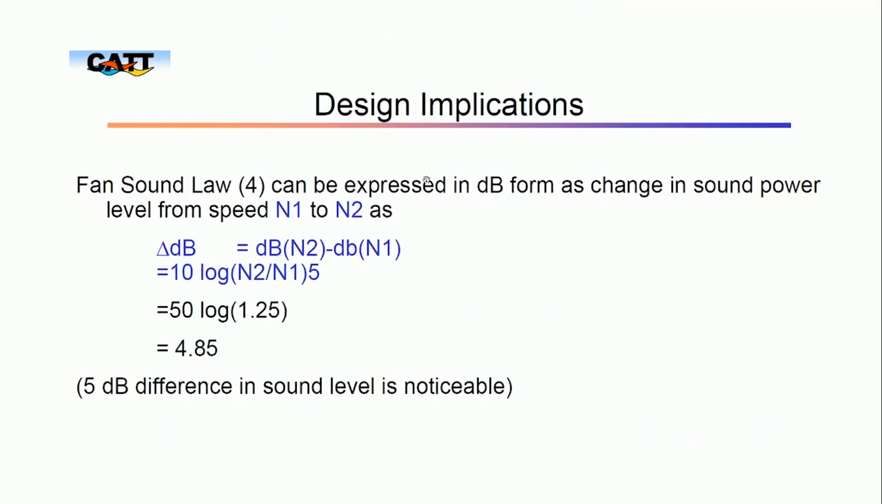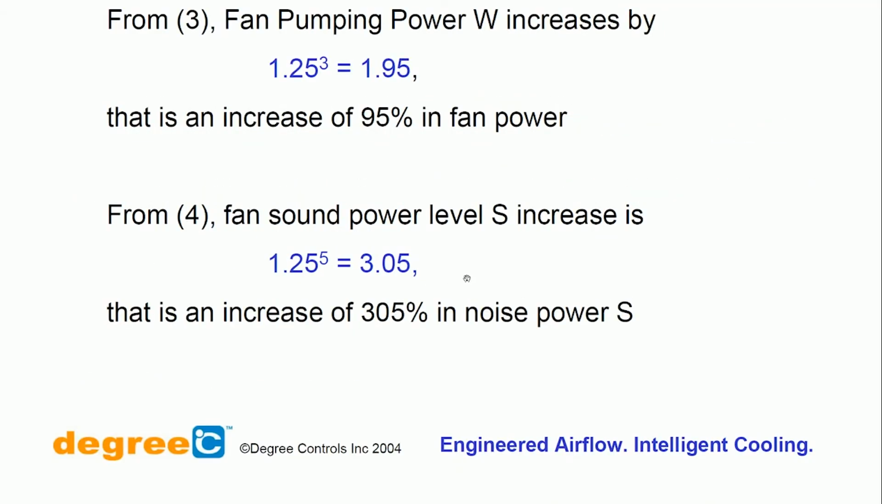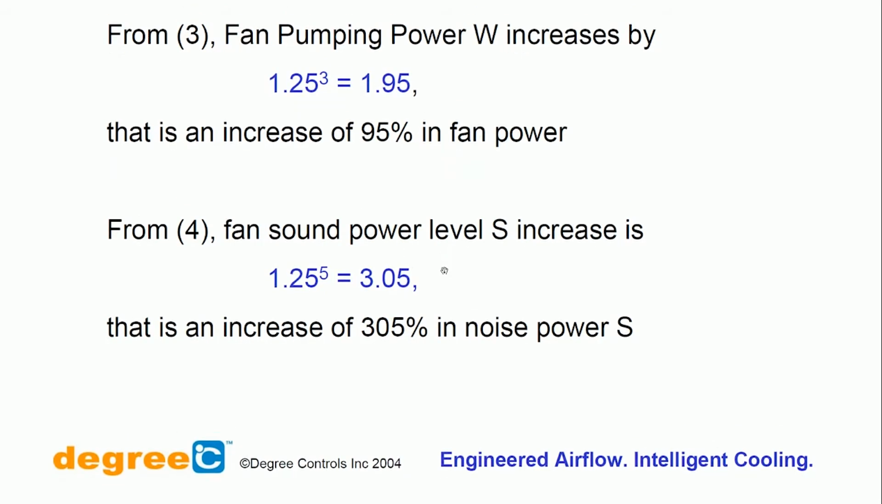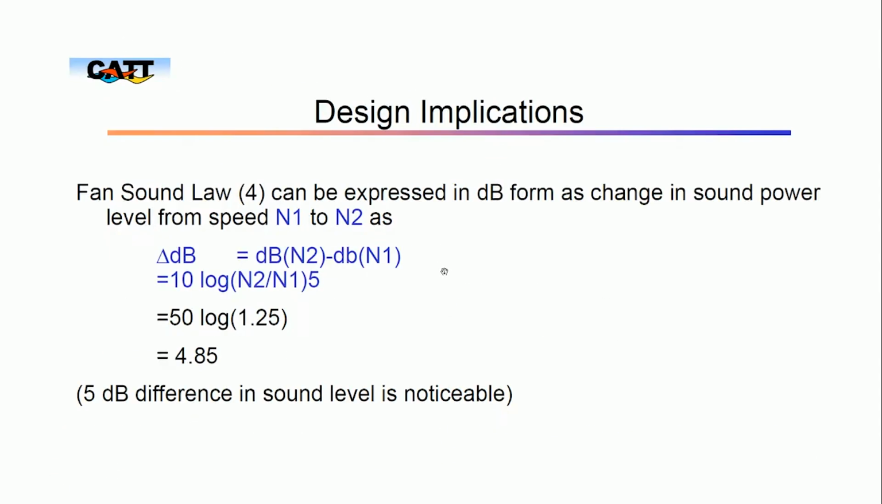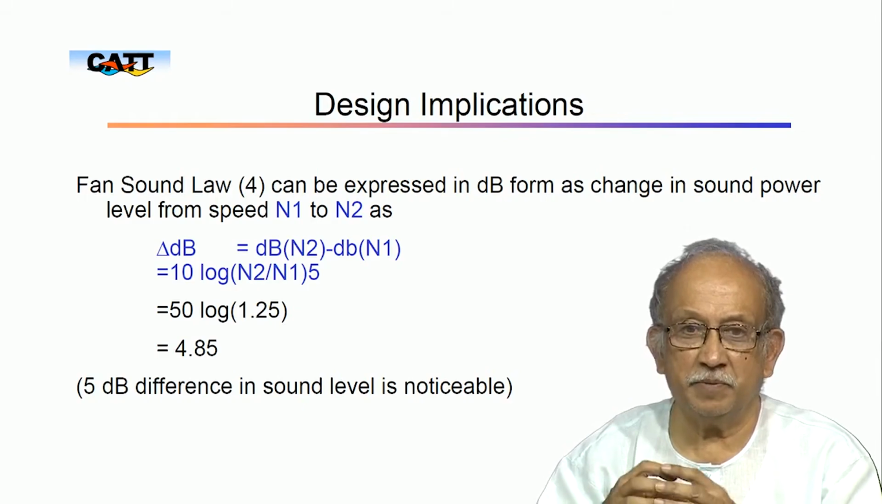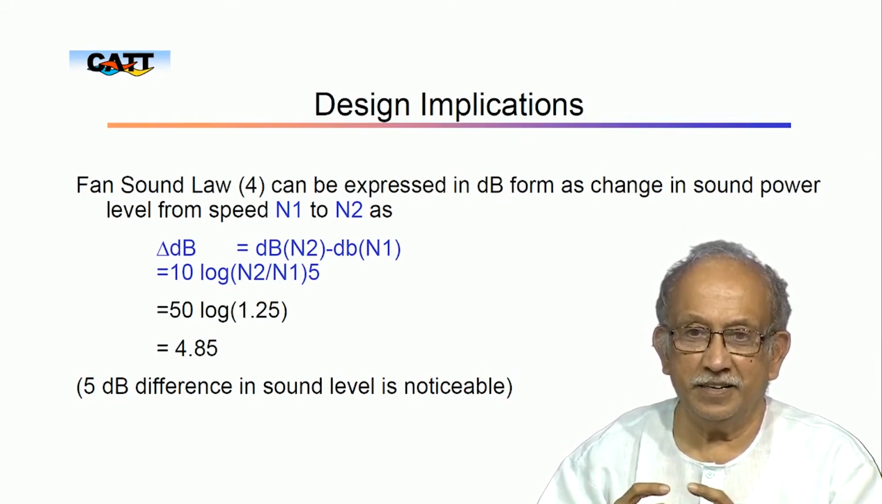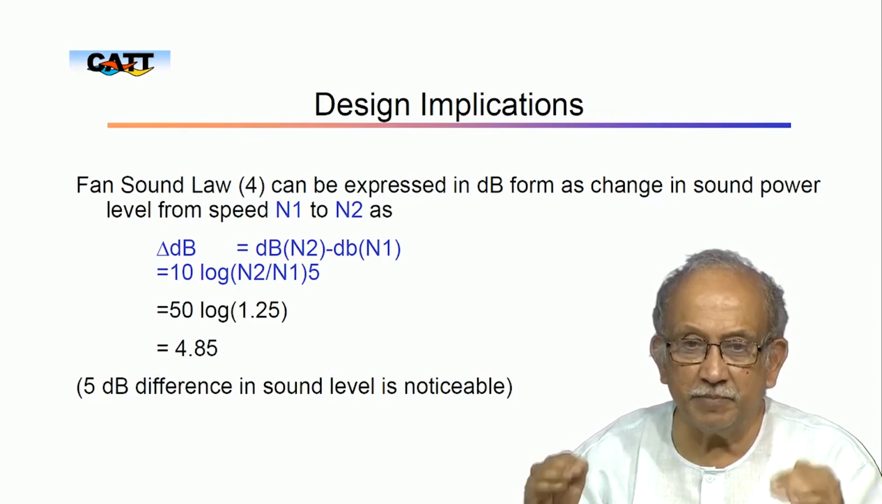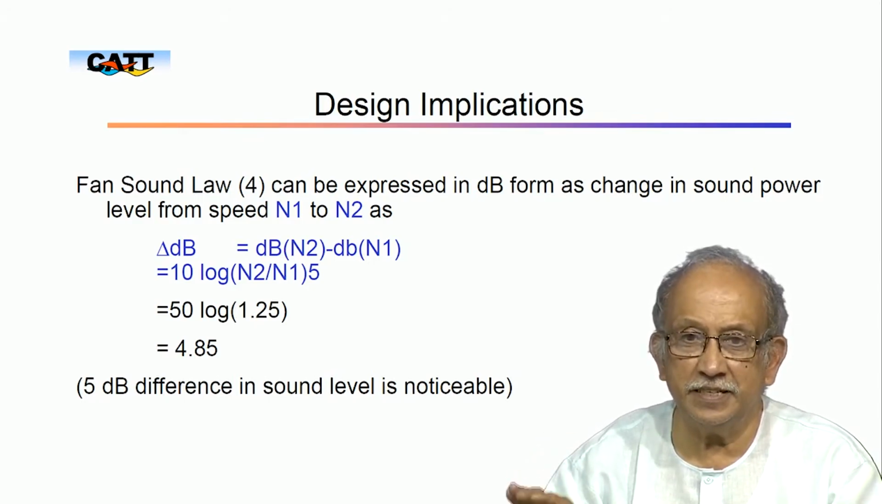95%. Sound power level increases 3 times. So, now comes the trade off, saying what do you do? So, the sound law can be expressed in decibel form as change in sound power level. So, a huge difference is there, though he says 5 dB difference in sound level is noticeable. Acoustics talk about a 3 dB thing. 3 dB is sufficient for most people to feel uncomfortable. From existing data, a perceptible difference is 3 dB, especially in silent surroundings.